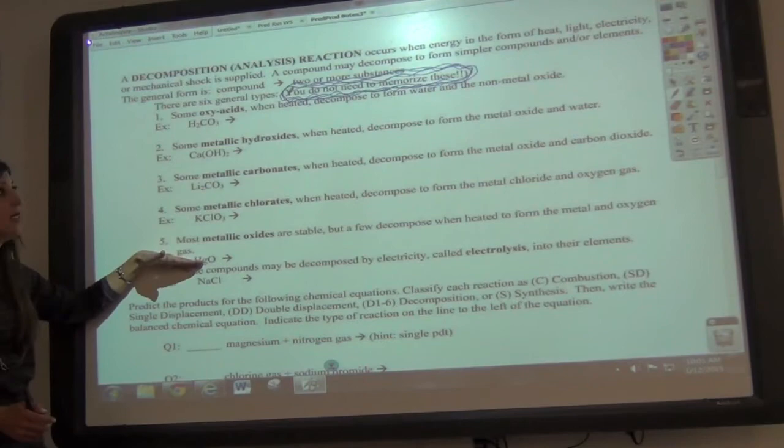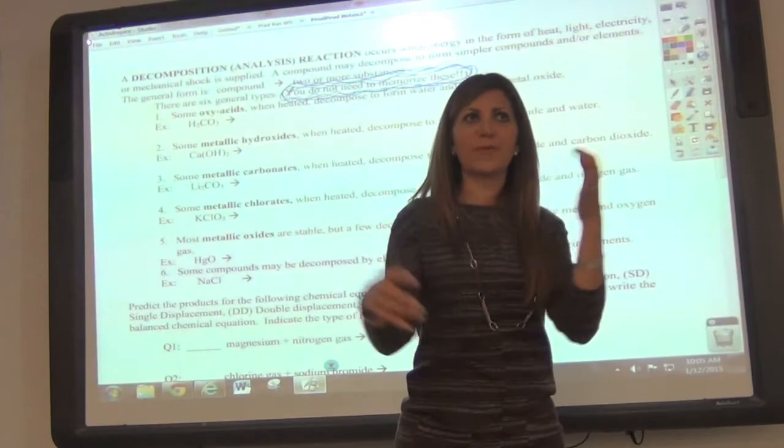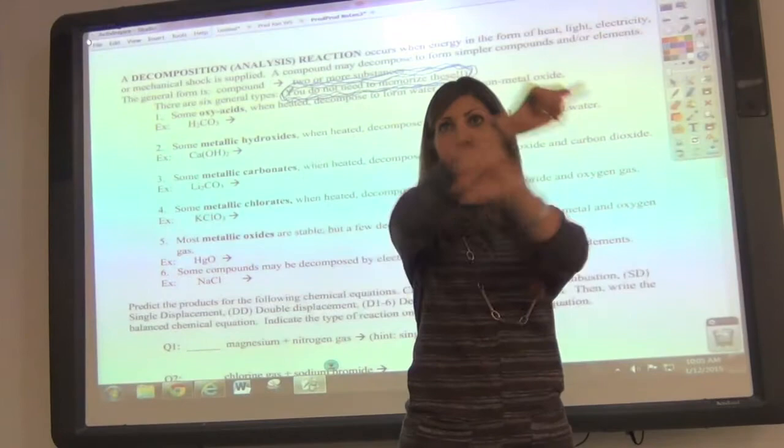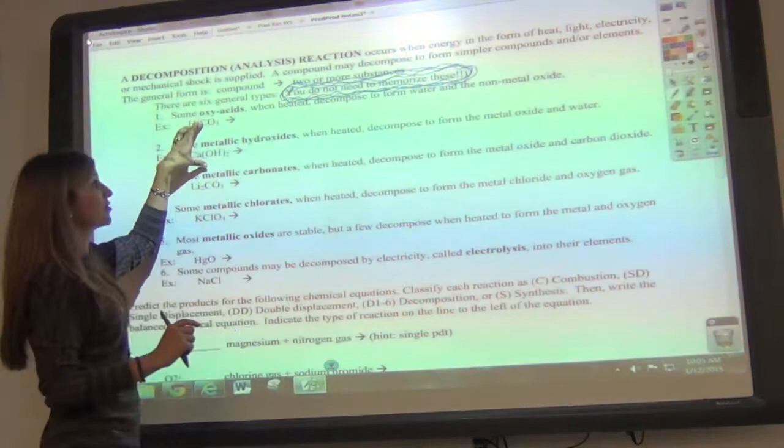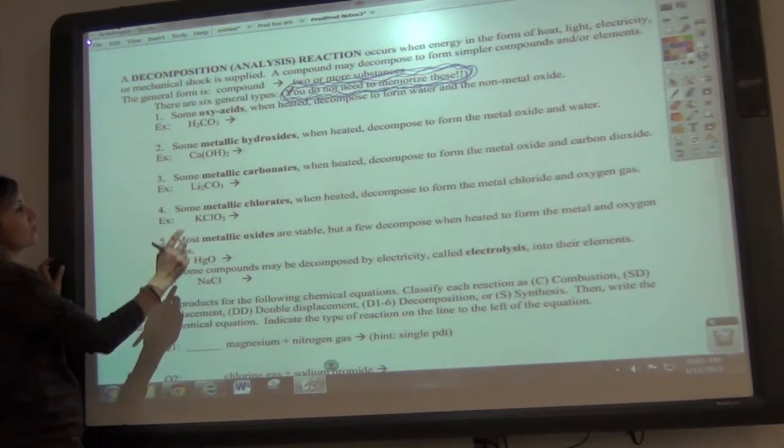So this is the last type. So we already talked about combustion. We talked about single displacement, which was like the sideline one where somebody's going into play. We talked about the double dating, where you have two that are switching. And then we just talked about synthesis, where you're making one compound. Now it's the opposite, where you're starting with one and it's breaking down. All right. Let's start with number one. So there are six of these, okay?